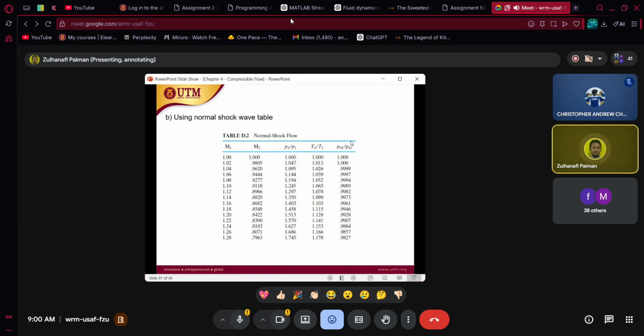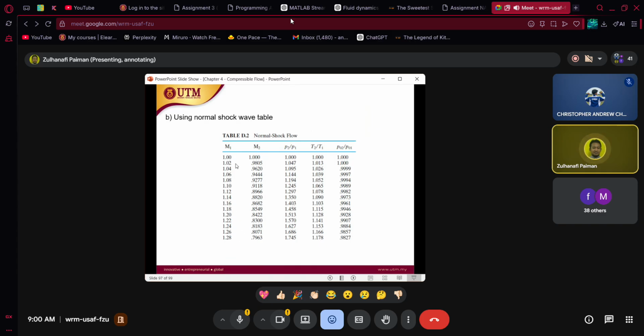This P02 over P01, you can ignore because it's not going to be in our syllabus. So you just concentrate on the first 4 columns. We have M1, which stands for the Mach number before the shock wave.